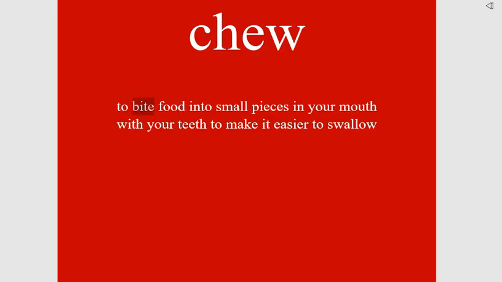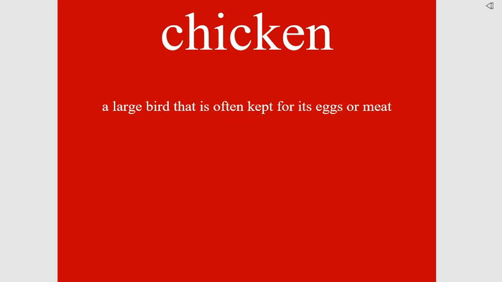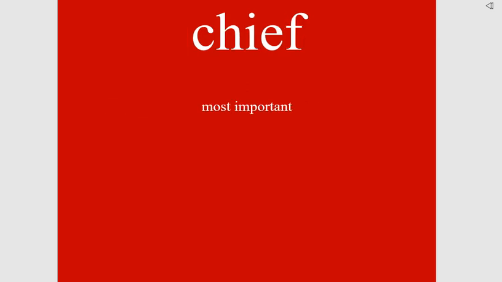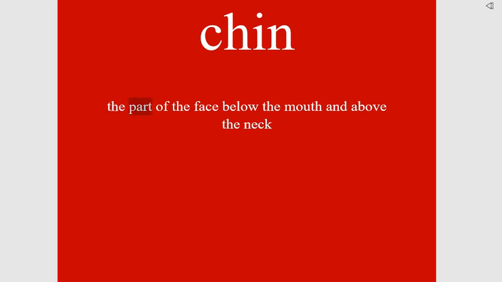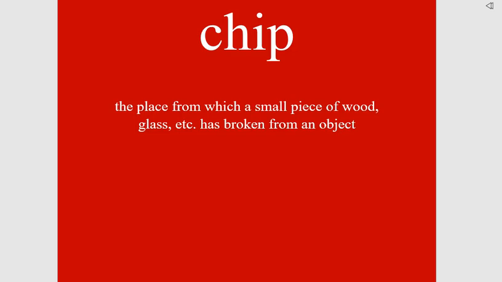Chew. To bite food into small pieces in your mouth with your teeth to make it easier to swallow. Chicken. A large bird that is often kept for its eggs or meat. Chief. Most important. Child. A young human who is not yet an adult. Chin. The part of the face below the mouth and above the neck. Chip. The place from which a small piece of wood, glass, etc. has broken from an object.